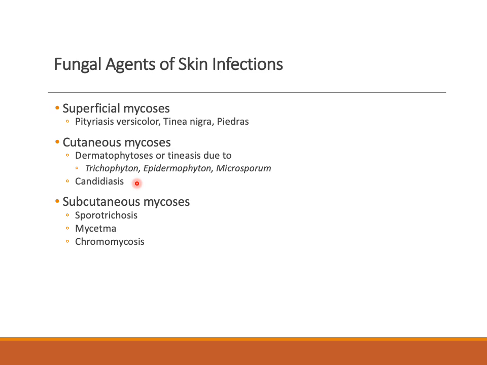And then the third group are those causing infection in the subcutaneous tissue. So we call it the subcutaneous mycosis. You'll be discussing sporotrichosis, mycetoma, and then chromomycosis. So remember the definition that we have for mycosis: what is it again? Mycosis refers to fungal infection.